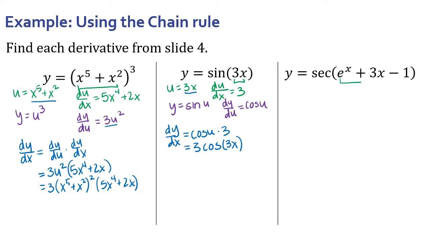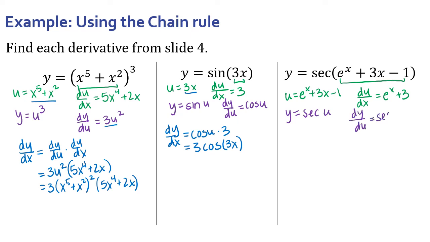And in this last problem, I let u equal e to the x plus 3x minus 1. So du dx equals e to the x plus 3. And then our outside function y was the secant of u, which meant that dy du was secant of u, tangent of u. All right, so when I set these up, dy dx equals dy du, so the secant of u times the tangent of u, times du dx, e to the x plus 3.